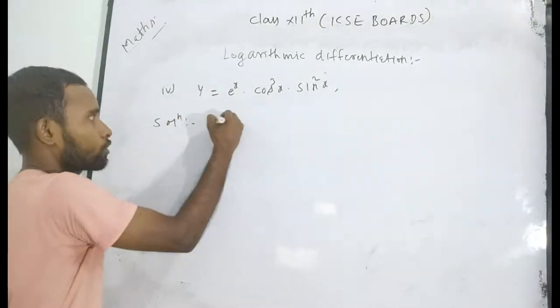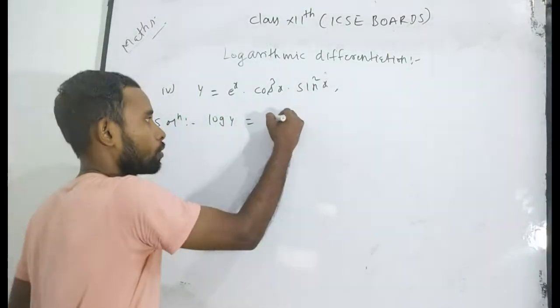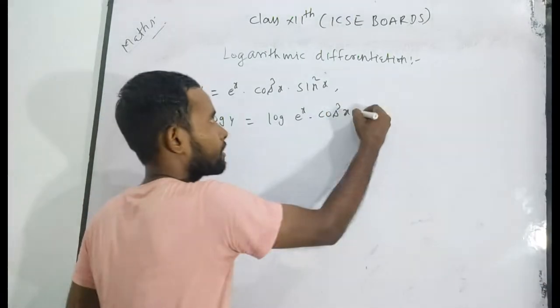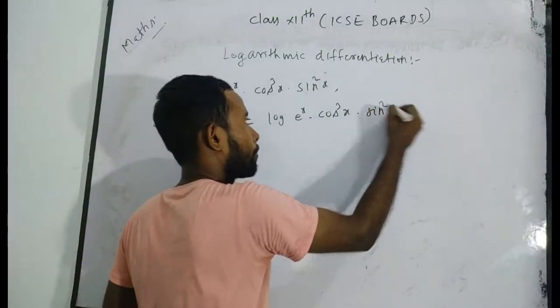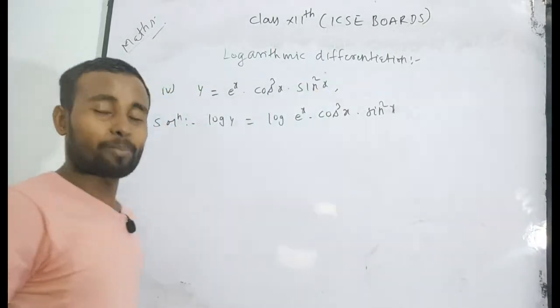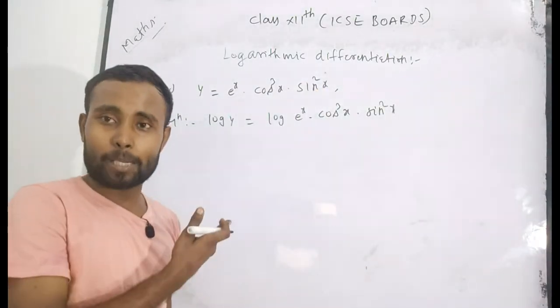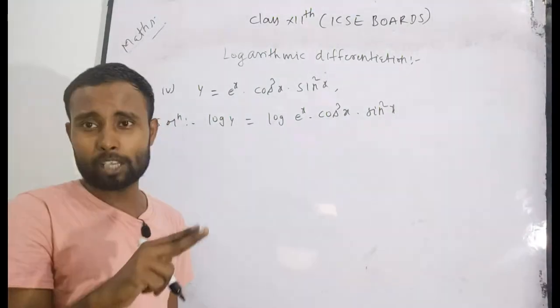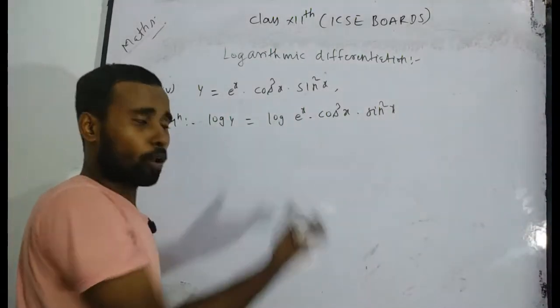firstly take log on both sides. In that case, it will be log y is equal to log of e to the power x into cos cube x into sin square x. Because you have to know that this function is in very complex form. It is in multiplication, but of more than 2 terms. As you know, you have the rule only for 2 terms as a multiplication. That's why I will take log on both sides.